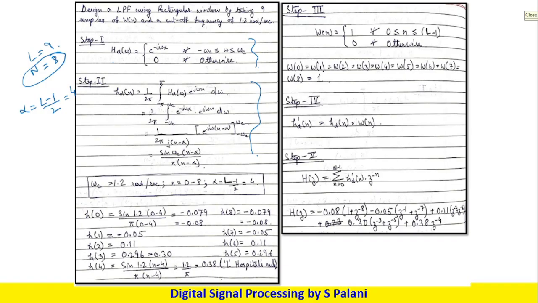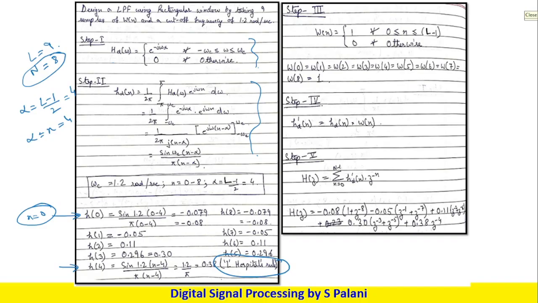But now we start with n equal to 0, and at the alpha position, where n equals alpha, which is 4, we get the condition where we need to apply L'Hospital's rule. So what we have basically done is simply shifted the negative time coefficients into the positive time coefficients, and we have made the system causal in nature.